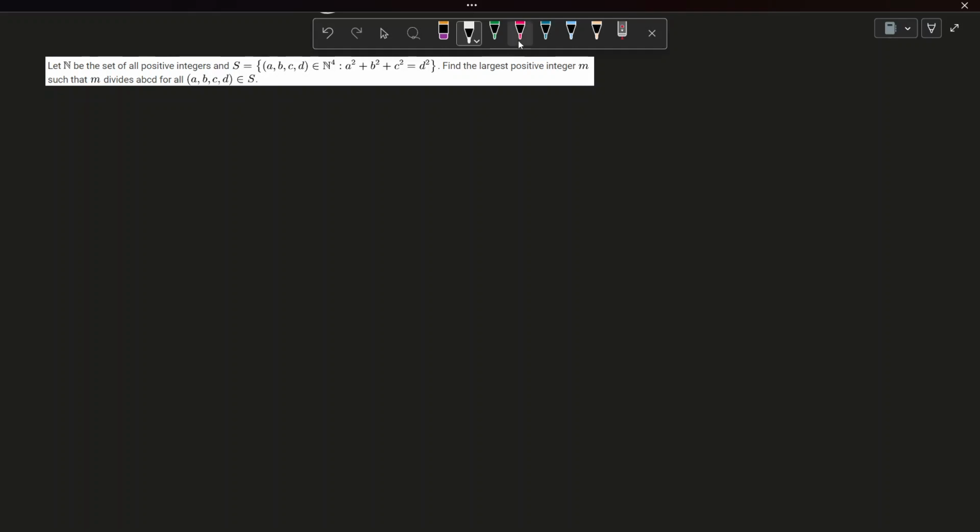So we will prove that the answer is 12. If any of you wants to know, the answer is 12. And first, let's take a case. Notice that 2 square plus 2 square plus 1 square equals 9, which equals 3 square.